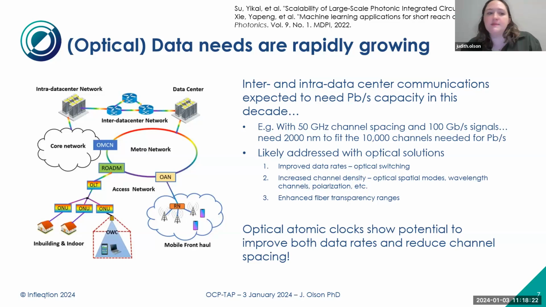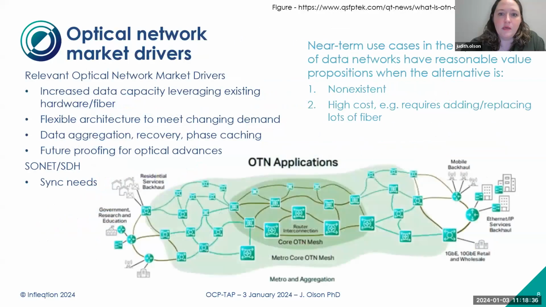So optical clocks, it seems like there's a lot of overlap here. We think they have the potential to improve both data rates and to reduce the channel spacing. So two different ways we could attack this problem of needing to send more data faster with less latency. And then we think clocks can not just provide the solution, but they can do it in a nice way that ties into the existing hardware used in optical networks today.